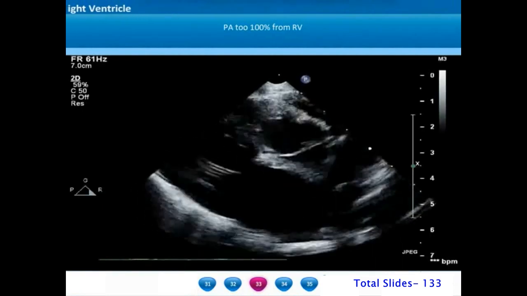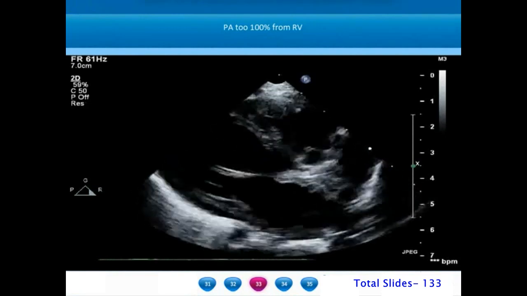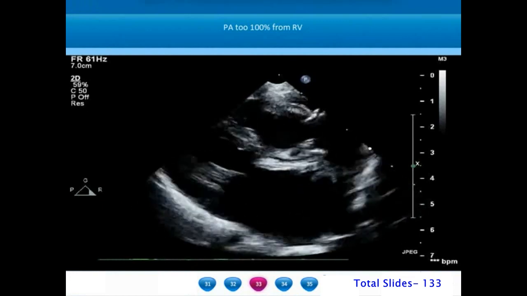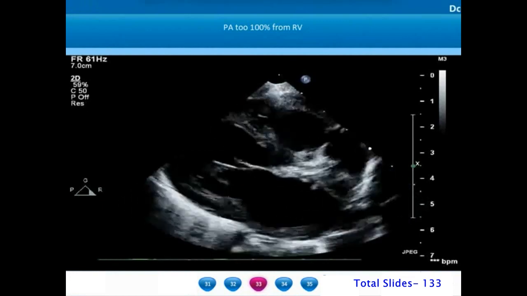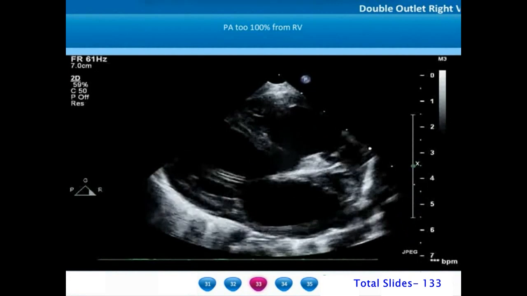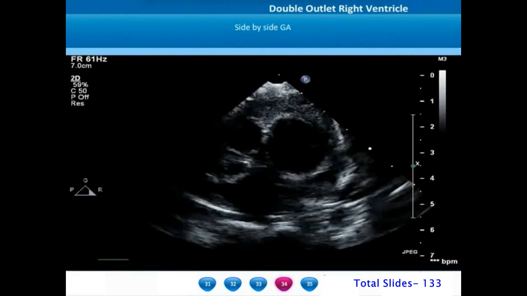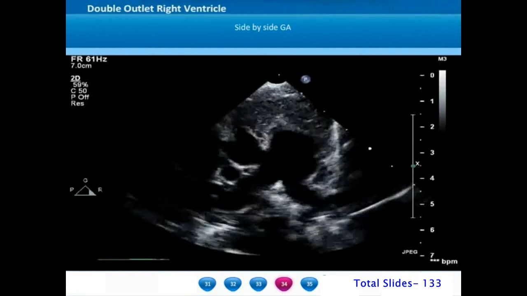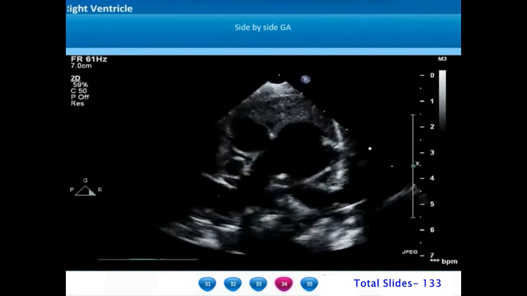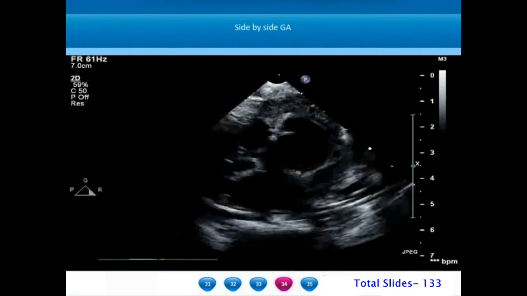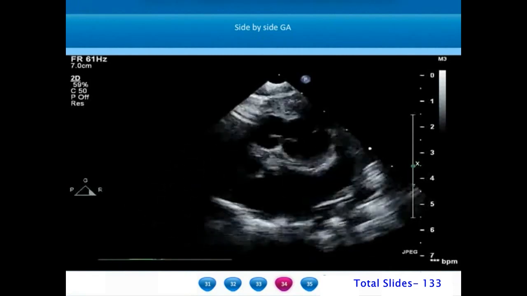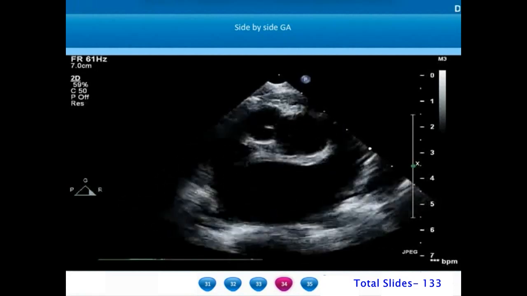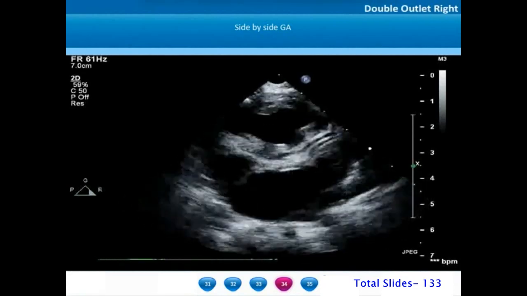When we sweep to the left on the same parasternal long axis view, we can appreciate the pulmonary valve and the main pulmonary artery. Once again, the pulmonary artery is 100% committed towards the right ventricle. On a parasternal short axis view, we can notice the aorta and pulmonary artery with a side-by-side relationship. This side-by-side relationship, where the aorta is to the right and pulmonary artery is to the left, is one of the commonest great artery relationships in double outlet right ventricle.